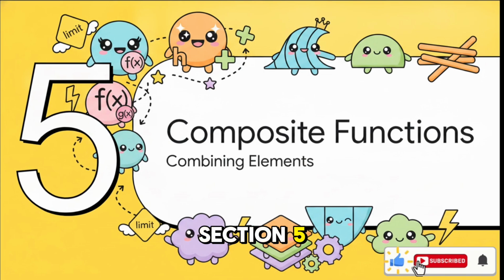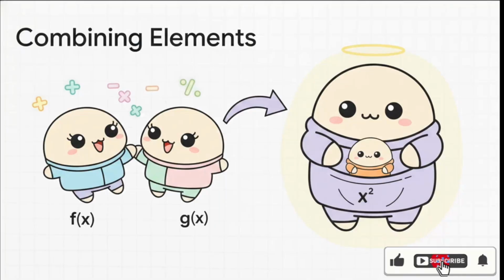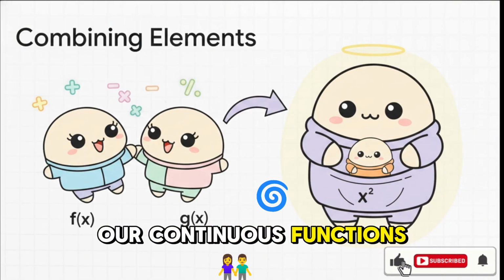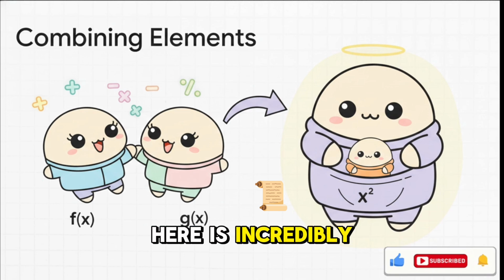Let's move to Section 5 and see how this builds. Continuity of composite functions, combining continuous elements. So what actually happens when things get layered and we mix our continuous functions together? Well, the rule here is incredibly generous.